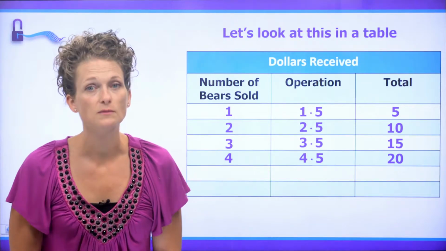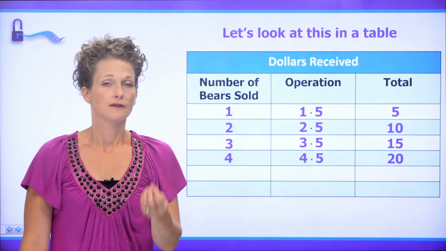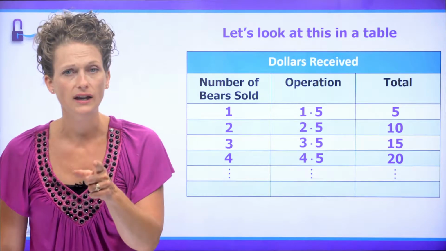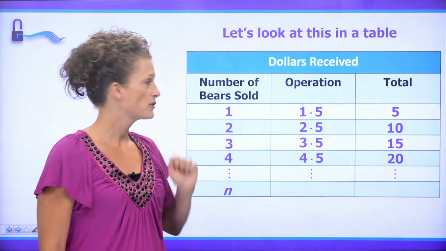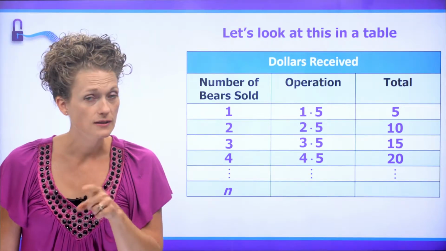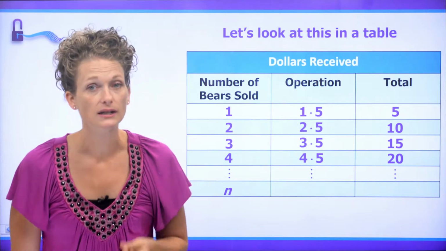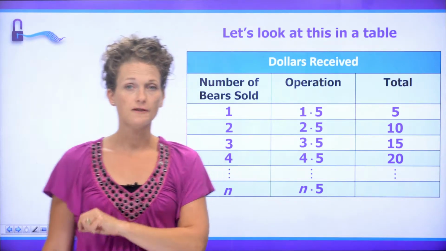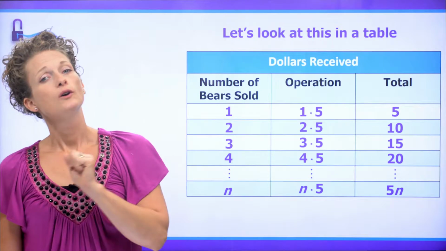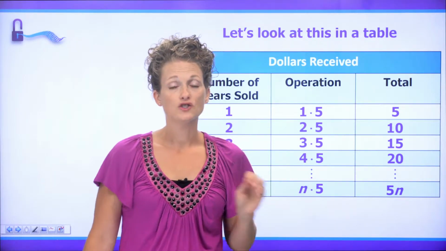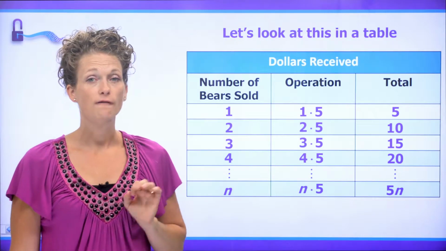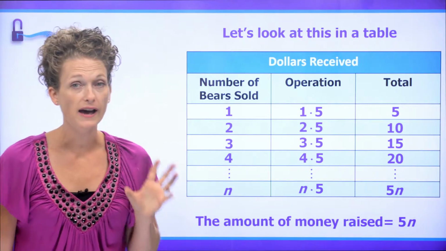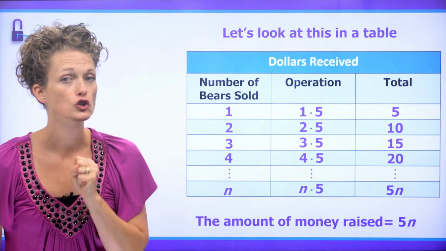Well, we don't want to have to keep doing this every single time, keep saying, 5 plus 5 plus 5 and so on. So we're going to jump ahead a little bit and we're going to say, okay, we're going to let n represent the number of bears that we have sold. The operation is still going to be exactly the same because we're still going to be doing repeated addition. So if each bear costs $5, we're going to have n times 5. And when we write that as the total, we are going to write it as 5n. It is always proper form to write the number first. So the amount of money that they've raised is equal to 5n, or $5 times the number of bears sold.